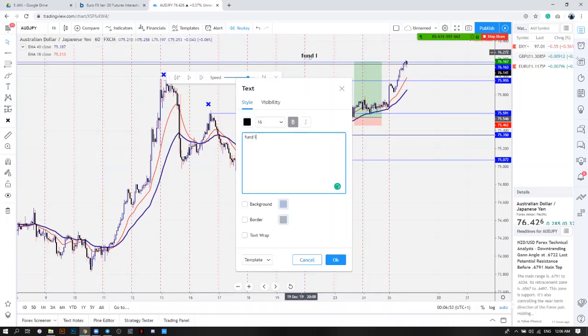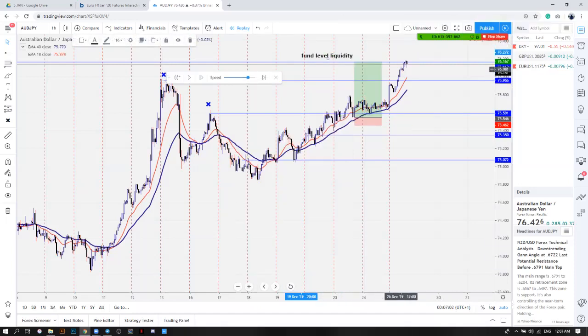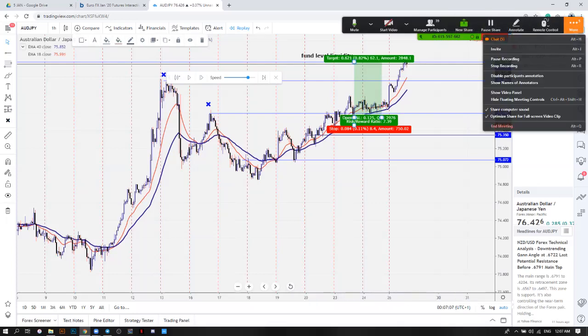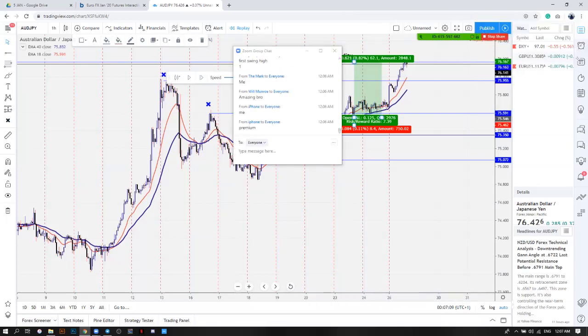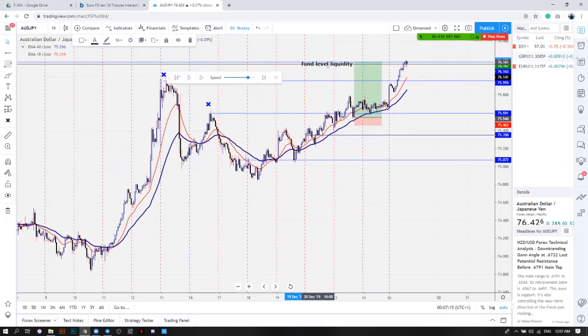Fund level liquidity. The fund level liquidity. Perfect. That is why we expected the market to trade into that level, because the funds have surpluses around that level. This is how you apply everything.